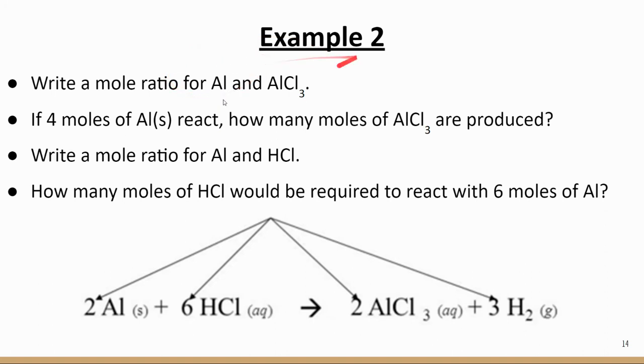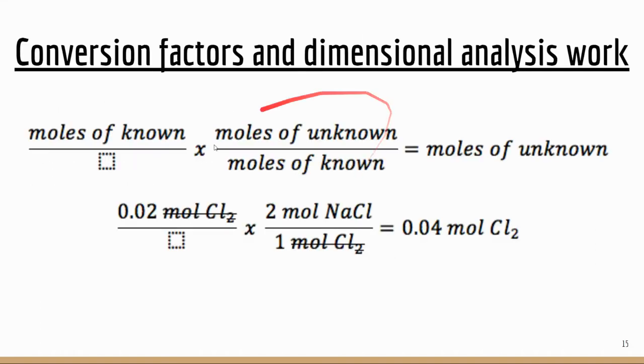We're going to write a mole ratio for this equation between Al and AlCl3, and then try to use our mole ratio to solve some problems related to stoichiometry. And same thing for Al and HCl. So there's a little bit of a trick here. It's called a conversion factor in dimensional analysis. This is a way you can show your work.